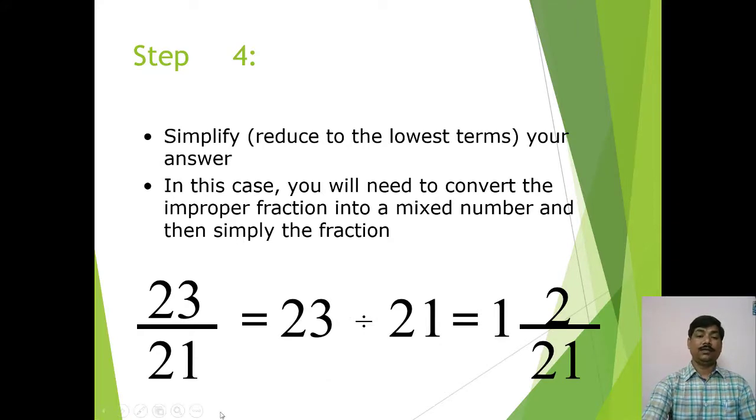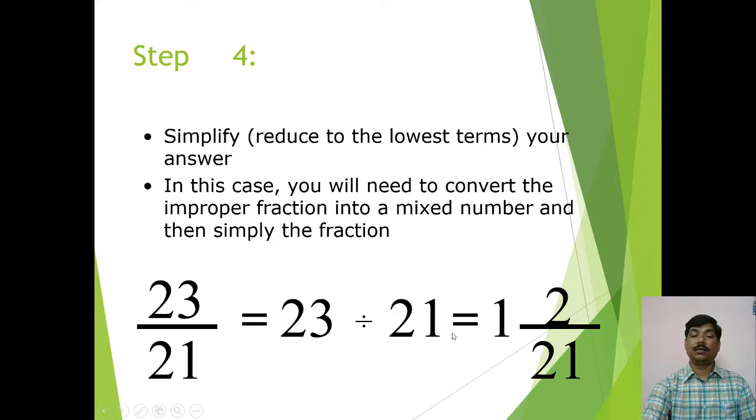If this sum is not in the simplest form, then you have to simplify it. This fraction is not in the simplest form. Why? Because it is an improper fraction. Now this improper fraction can be changed into a mixed fraction by dividing the numerator by the denominator. Here the numerator is 23 and the denominator is 21. So we will divide 23 by 21.